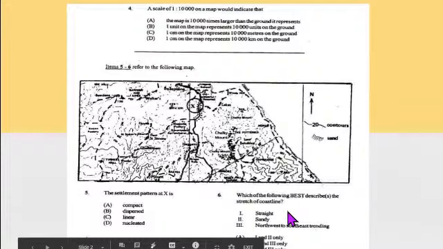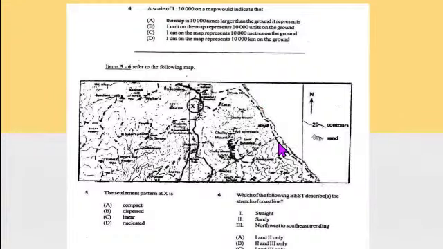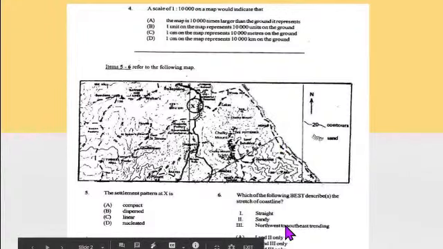So, stretch of the coastline. 1, it is straight. Yes, the coastline in this case looks straight. 2, it is sandy. So this is the symbol for sand. So we're seeing all the dots here, which is suggesting that it is sandy. And 3, northwest to southeast trending.